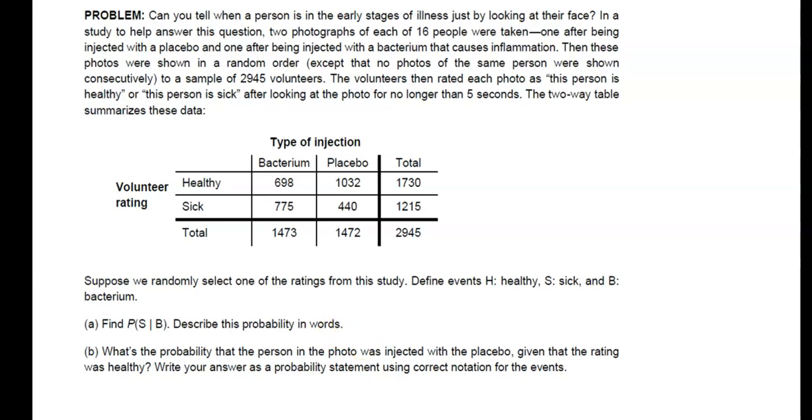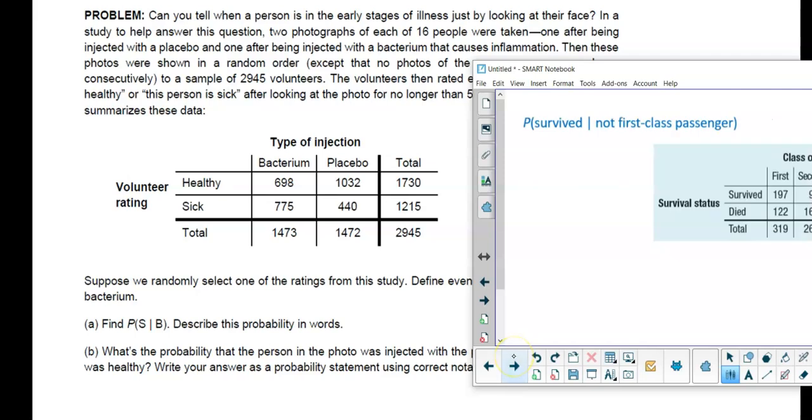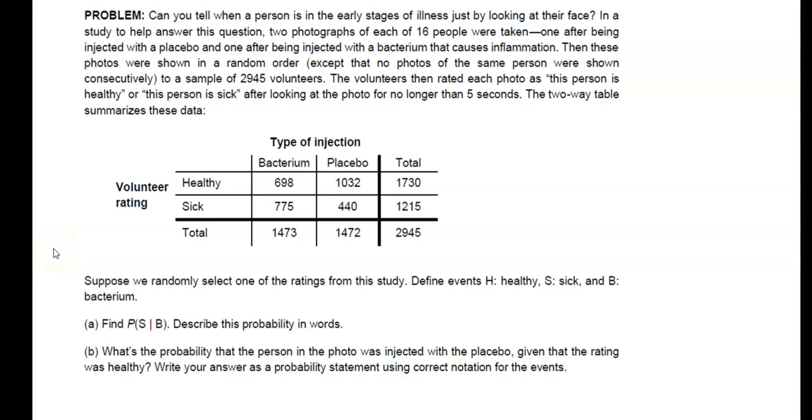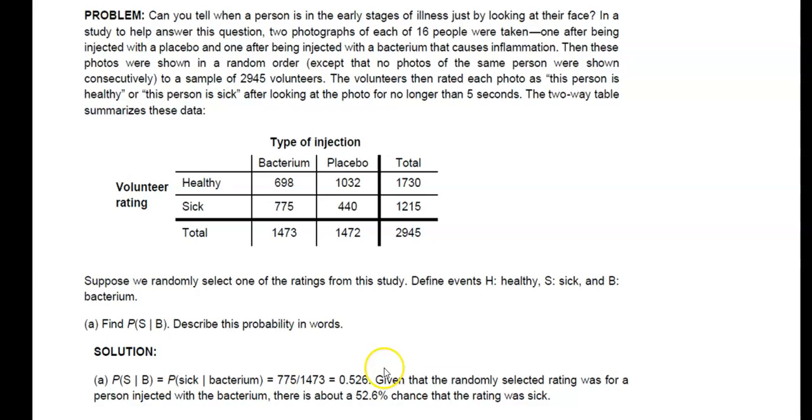Okay, S given B. Let me see if I can get to this. I don't know if I have it. I didn't do this one, I don't think. Okay, we'll just have to talk about this one. Okay, so given that B has happened, so B is bacterium, there's 1,473 bacteriums, folks, and of those, 775 are sick. So you just divide those two numbers. Let's see if I can see that here. Yeah, 775 divided by 1473 is 52.6%.